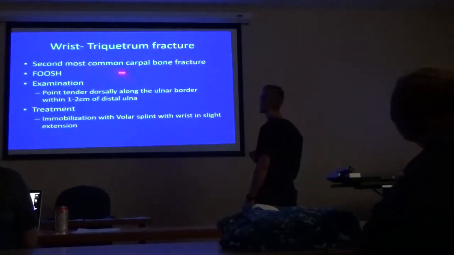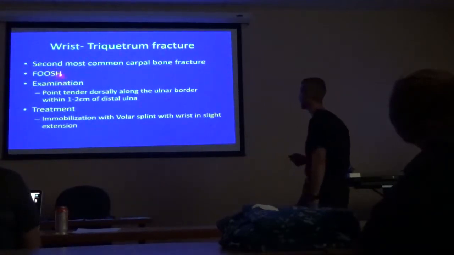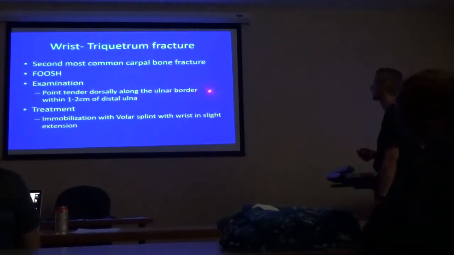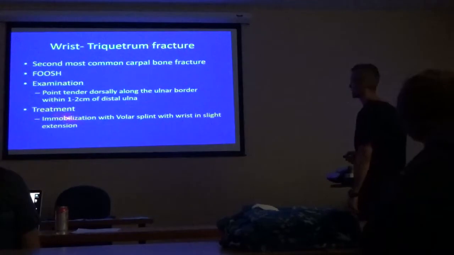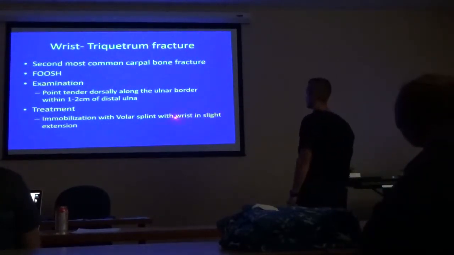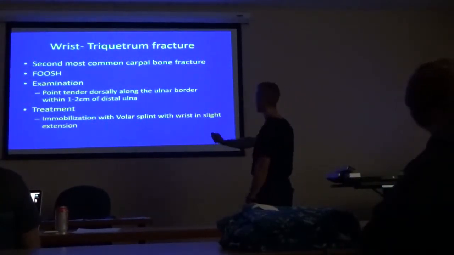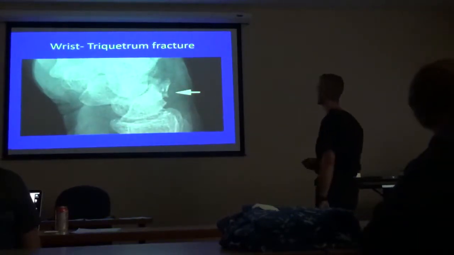Wrist triquetrum fracture, the second most common carpal bone fracture, again, point tender dorsally along the ulnar border within 1 to 2 centimeters of the ulna, immobilization with a volar wrist splint in slight extension, okay?